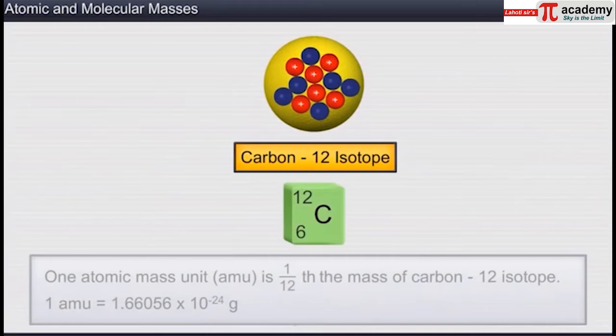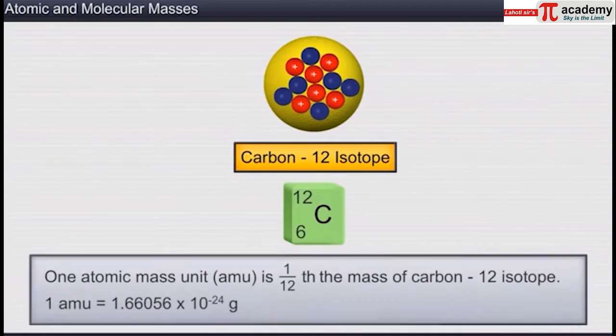As carbon-12 is an isotope of carbon, it is represented as 12C. Therefore, one atomic mass unit is defined as a mass equal to 1/12 the mass of the carbon-12 isotope. And the value of one atomic mass unit was determined to be 1.66056 multiplied by 10 raised to minus 24 gram.